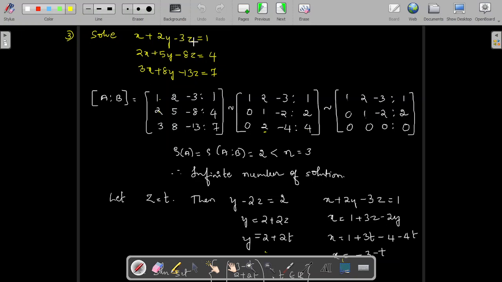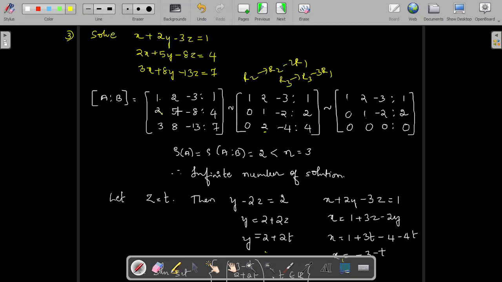So, 1, 2, minus 3, 1. 2, 5, minus 8, 4. 3, 8, minus 13, 7. This is the augmented matrix. This is the first non-zero entry of the first row. So elements below the pivot must be made 0. So R2 changes to R2 minus 2R1 and R3 changes to R3 minus 3 into R1. So apply these elementary operations on the second and third row.